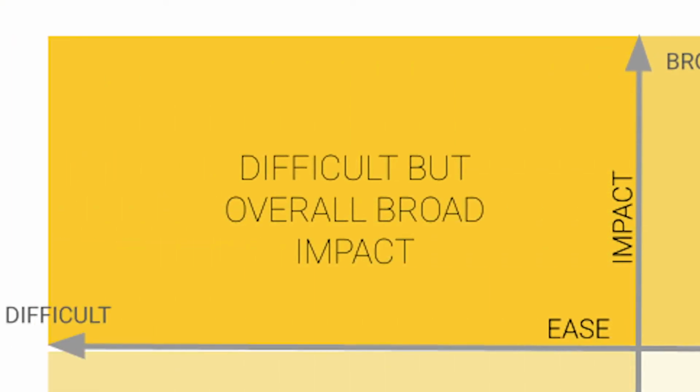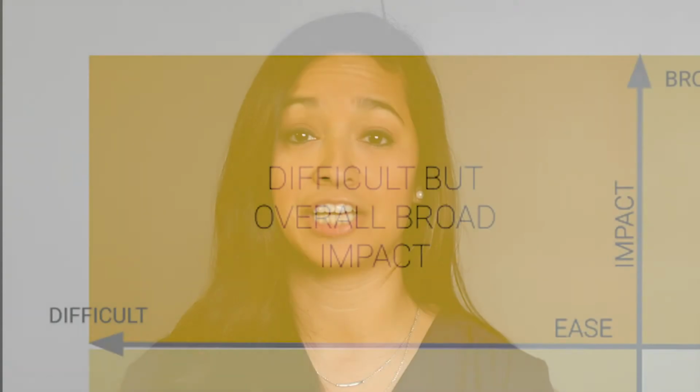The second quadrant is what we call difficult, but also has broad impact. These are your bold ideas. In addition to the sweet spot, some districts might suggest selecting 1 to 2 initiatives from this quadrant. Taking initiatives from this category can help to really embody the change that you seek.